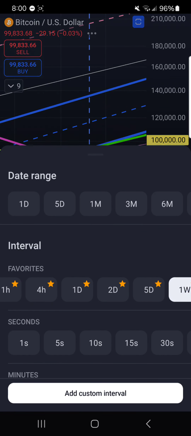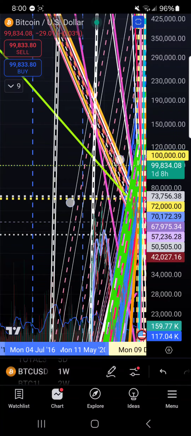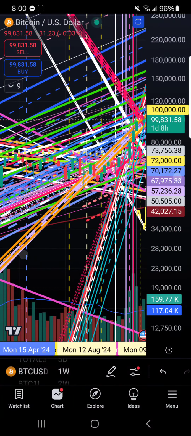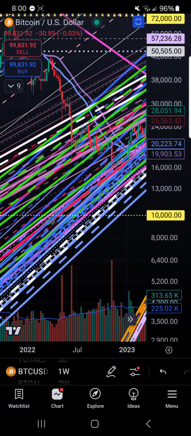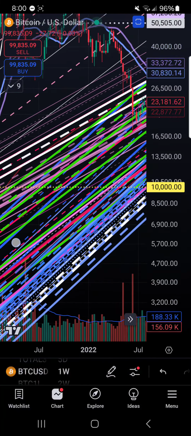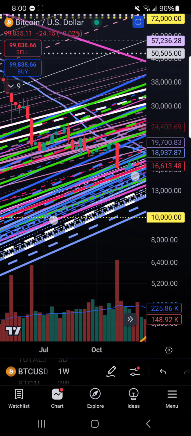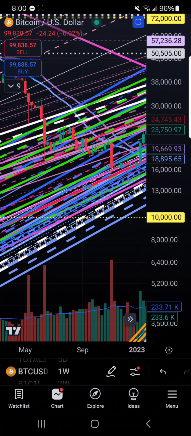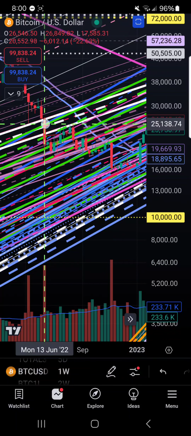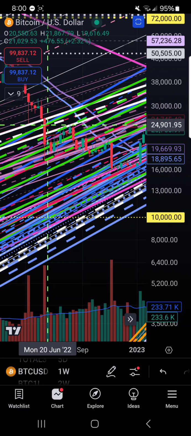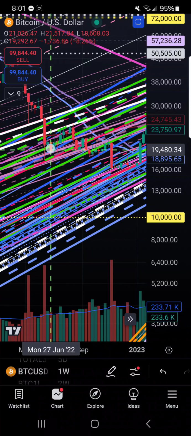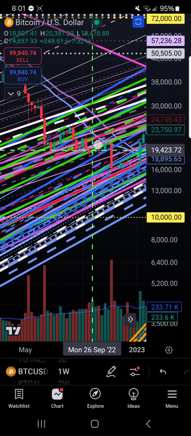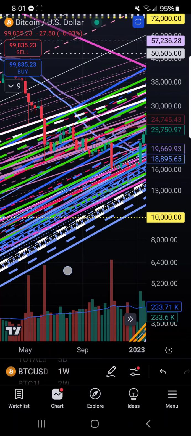Let's just go to a weekly. That blue channel. Okay, it's one of these channels. Price action was traveling in this blue channel from June of 2022 all the way to when we came out of it, the FTX collapse. So we had been traveling in this channel during that time period. Interesting.